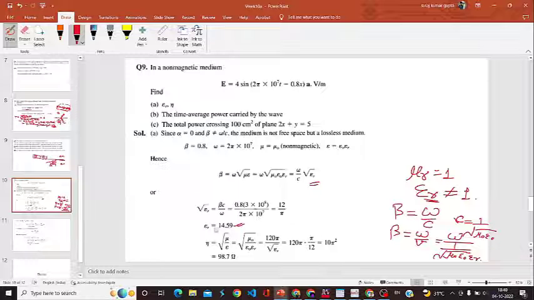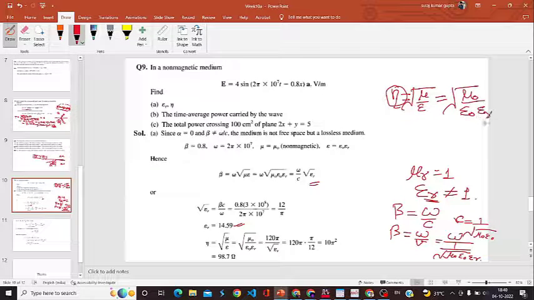Once you get the value of epsilon r, by using the expression eta equals root of mu over epsilon, you can find out the value of intrinsic impedance. Here it will be equal to root of mu naught over epsilon naught into epsilon r. The value of epsilon r we have already calculated, 14.59. So we put in the values, and the calculated value of intrinsic impedance will be 98.7 ohm.